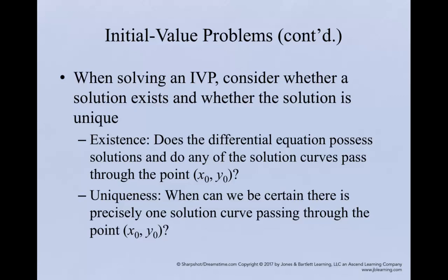So, first of all, when we're solving such a problem, we have to think about whether the solution exists and whether it's unique. So existence means does the differential equation have a solution, and do any of those solution curves pass through our initial condition point x0, y0? And secondly would be uniqueness, meaning there's only one solution curve that passes through that point.